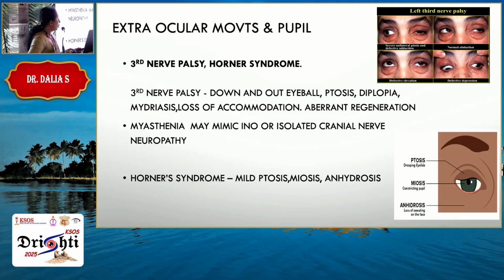Checking for extraocular movements and pupil is also important in all cases of ptosis, especially to diagnose third nerve palsy and Horner syndrome. In third nerve palsy, the eyeball will be down and out. There will be ptosis and diplopia. The ptosis can be partial or complete. The pupil will be mydriatic with loss of accommodation. In cases that are recovering, you can also get aberrant regeneration. In cases which may mimic INO, or when the ptosis is associated with an isolated cranial nerve neuropathy, always consider myasthenia. And with mild ptosis with meiosis and anhidrosis, Horner syndrome comes into the diagnosis.